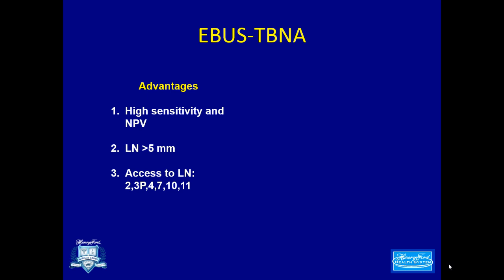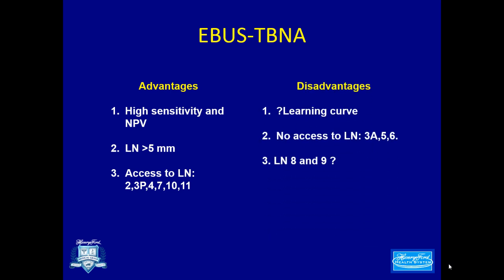So the advantages are a high sensitivity and negative predictive value. You can biopsy lymph nodes above 5 millimeters. You should biopsy lymph nodes above 5 millimeters. And you can access pretty much all these types of lymph nodes. You cannot access stations 3A, 5, or 6.